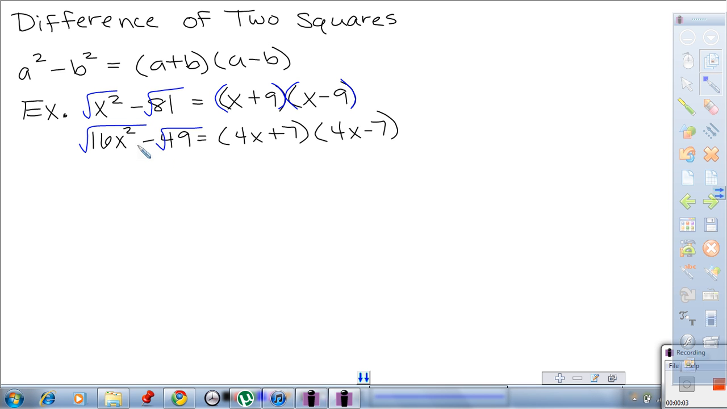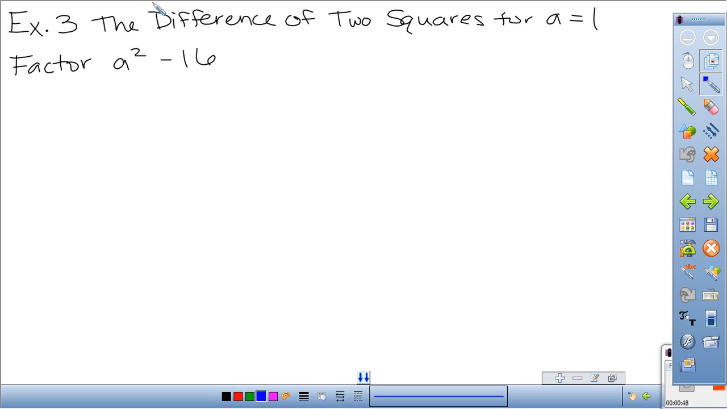Same thing with this second example. 16x squared is a perfect square because 4 times 4 is 16, and obviously x squared is a perfect square. Also, 49 is a perfect square because it's the product of 7 times 7. So let's look at some other examples.